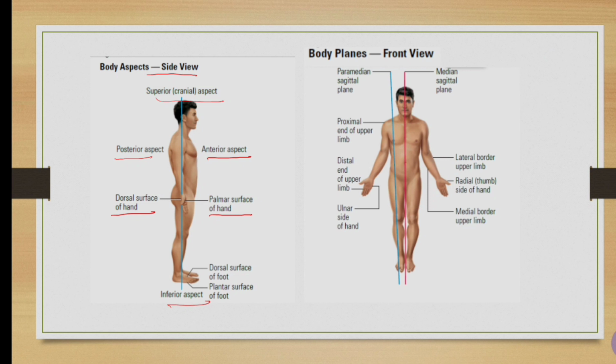Let us see the body planes, which is the front view. So here you can see the sagittal plane, which divides the body into right and left sections. Proximal end of the upper limb, distal end of the upper limb. Proximal means it is nearer to the center, distal means away from the center. This is the ulnar side of the hand, and here you can see radial, thumb side of the hand. So all these images are there in your CPT book. While taking your exam, if you get any doubt, you can always refer to these diagrams.